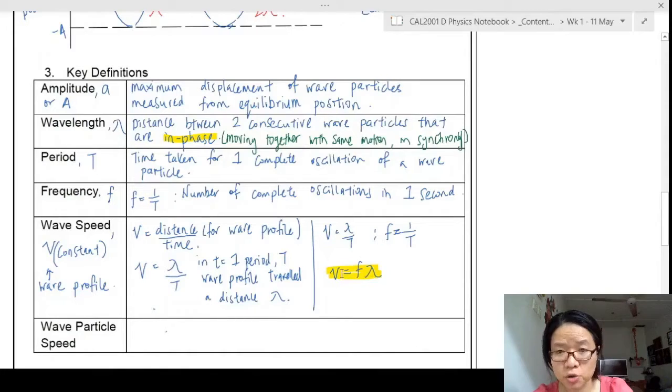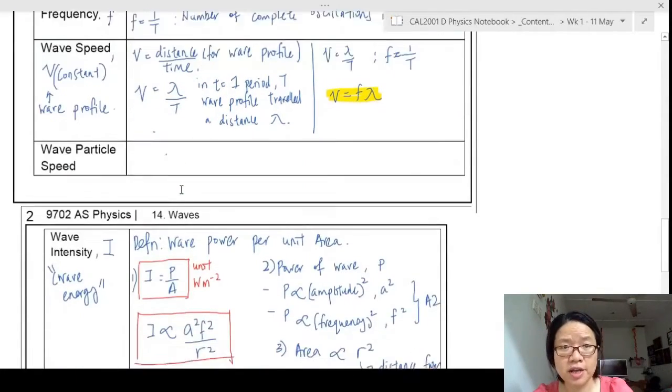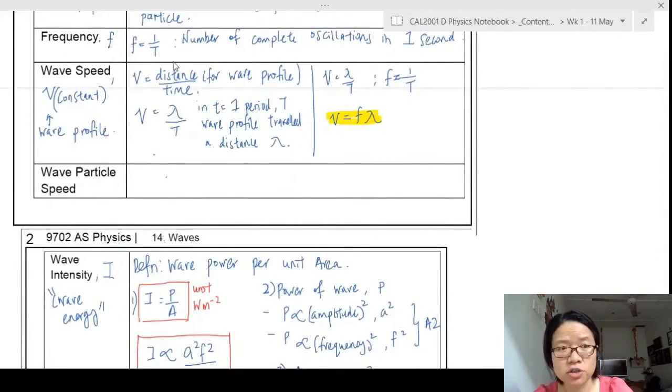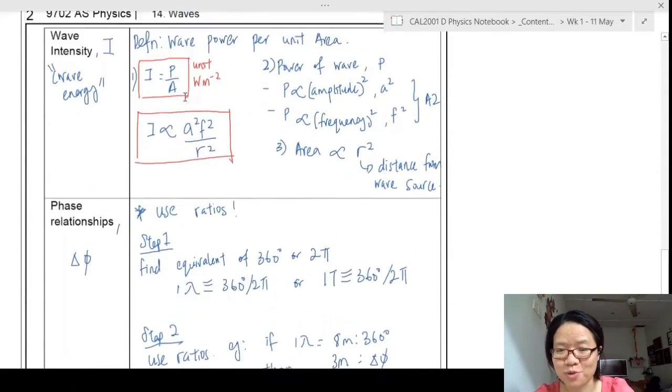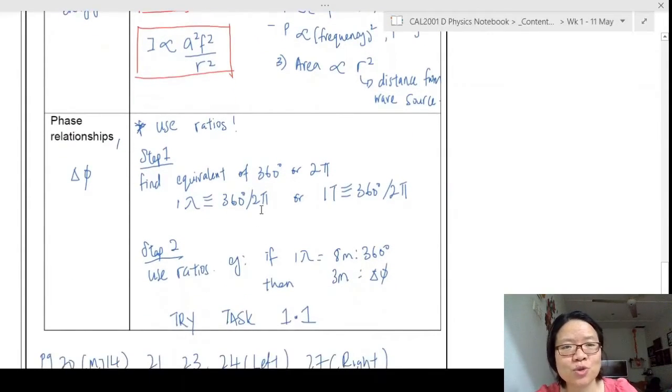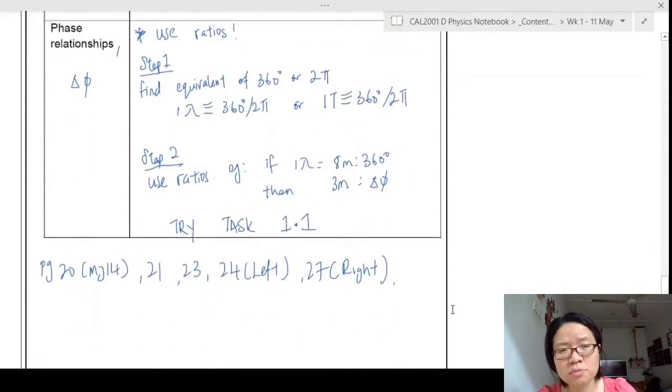So amplitude, wavelength, period, and frequency, all these key definitions, and also wave speed. The wave particle speed, this one is in A2 and it is not a constant. We will be doing calculus well and proper in your A2 later. So we talked about intensity and phase relationship. It's a little bit rushed towards the end, but you can only understand those things at the end of the examples that I will talk to you about in the next video.